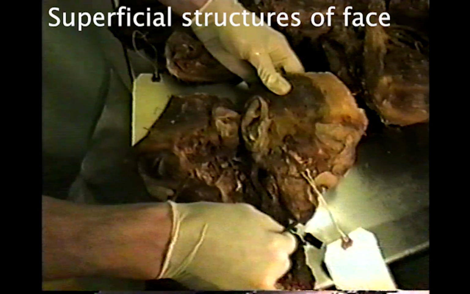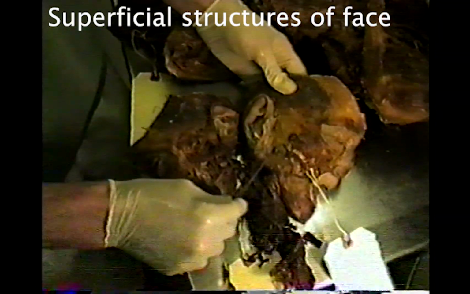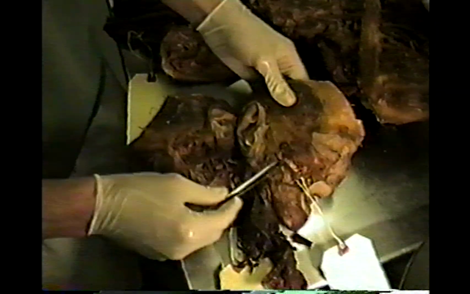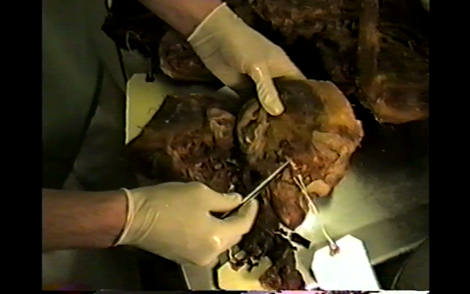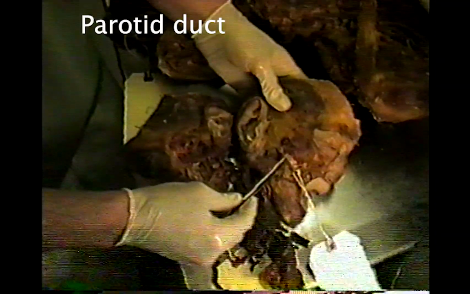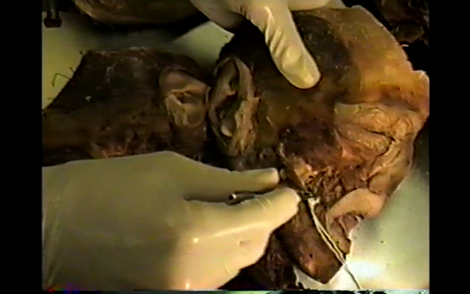Mouth and chin. The parotid gland would be just anterior to the ear. Coming from the anterior surface of the parotid gland would be the parotid duct. That's very superficial, and it's going to pierce the buccinator muscle.